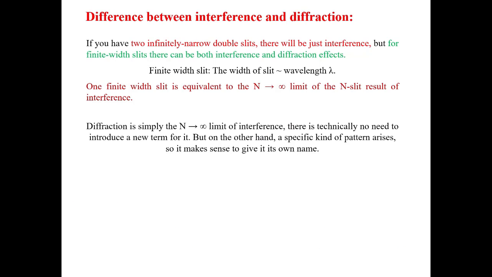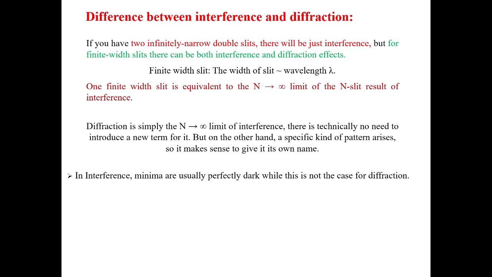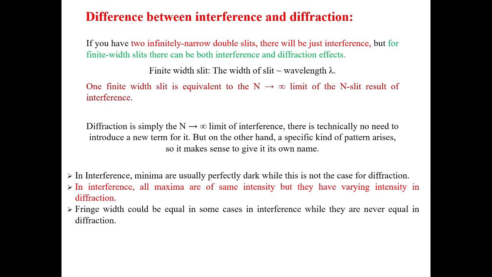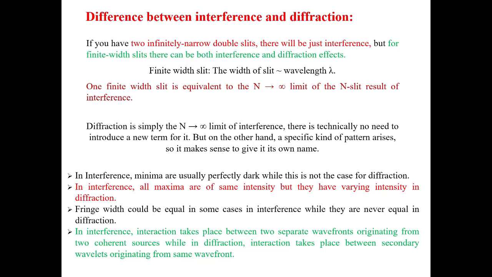There are a few more differences, and these are: in interference, minima are usually perfectly dark, while this is not the case for diffraction. In interference, all maxima are of the same intensity, but they may have different intensity in diffraction. Fringe width could be equal in some cases in interference, while they are never equal in diffraction. In interference, interaction takes place between two separate wavefronts originating from two different coherent sources, while in diffraction, interaction takes place between secondary wavelets originating from the same wavefront.